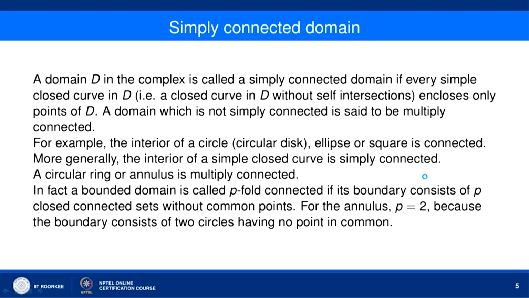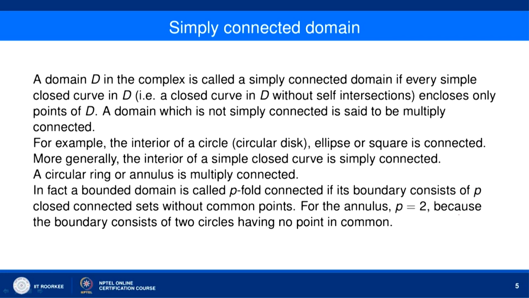Suppose a domain D in the complex plane is called a simply connected domain if every simple closed curve in D, as I defined earlier, a simple closed curve is a closed curve which does not intersect itself, encloses only points of D. A domain which is not simply connected is called a multiply connected domain.